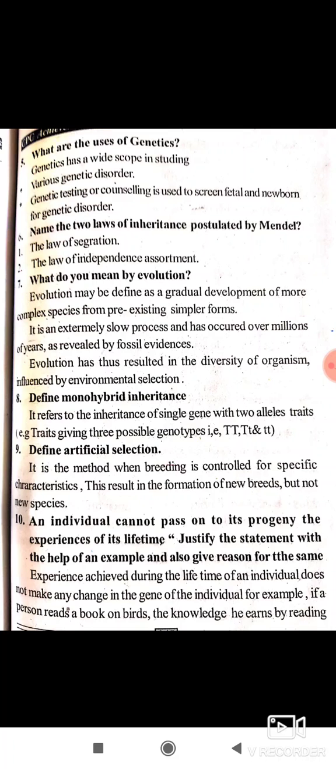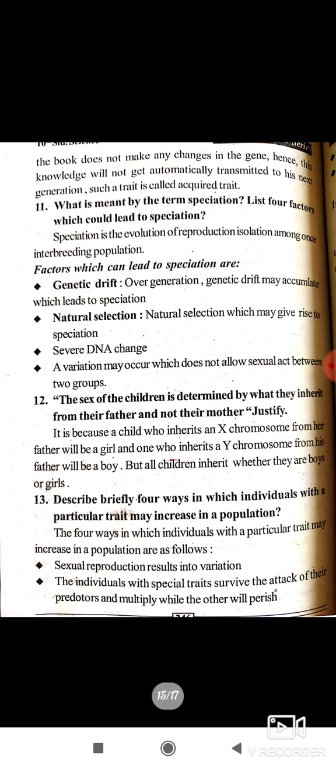Name the two laws of inheritance postulated by Mendel. The law of segregation and the law of independent assortment are the two laws of inheritance postulated by Mendel.